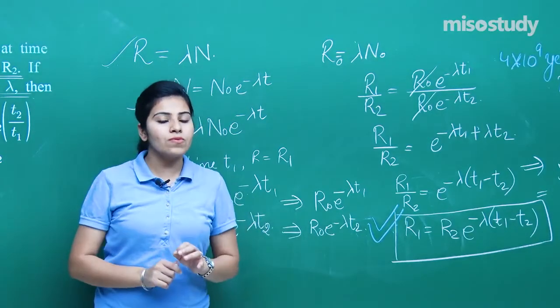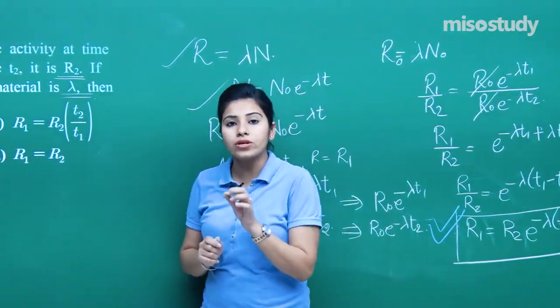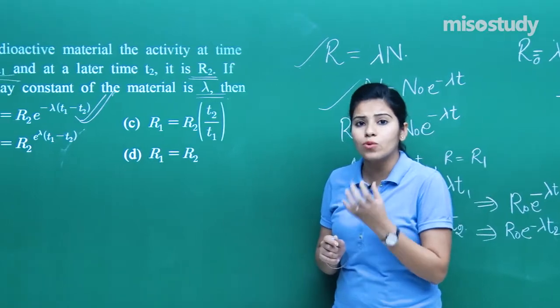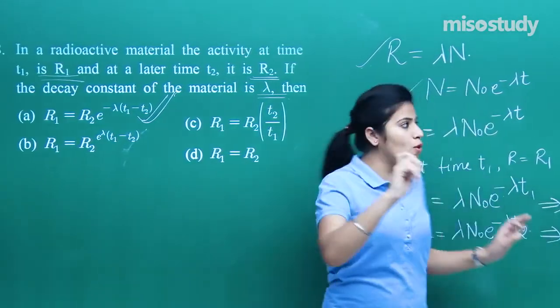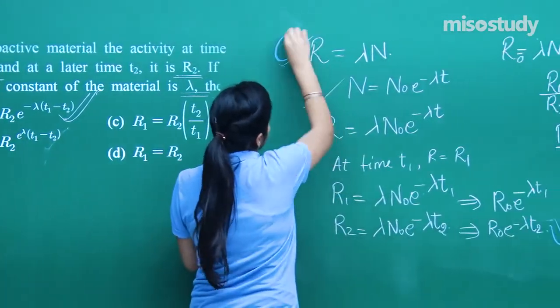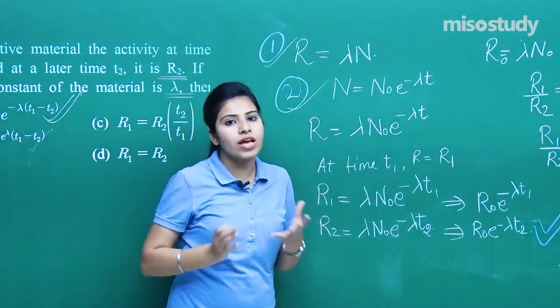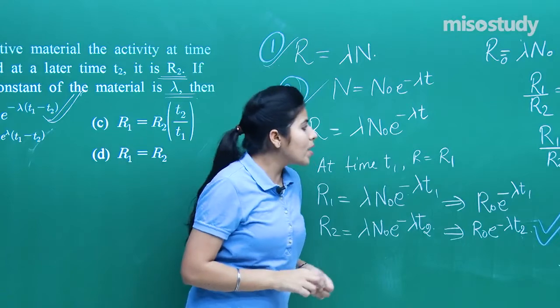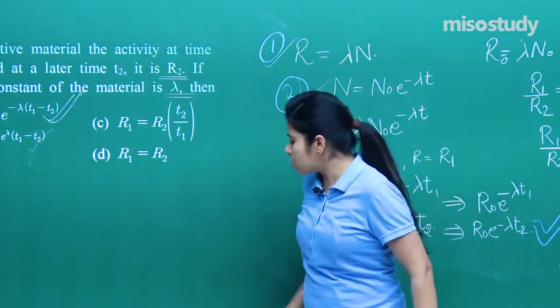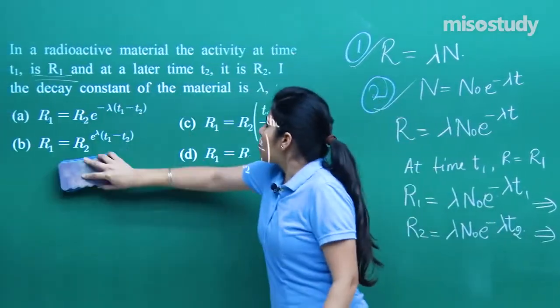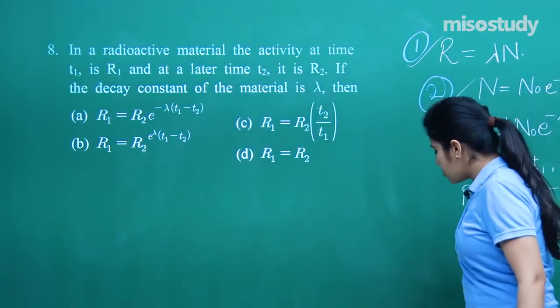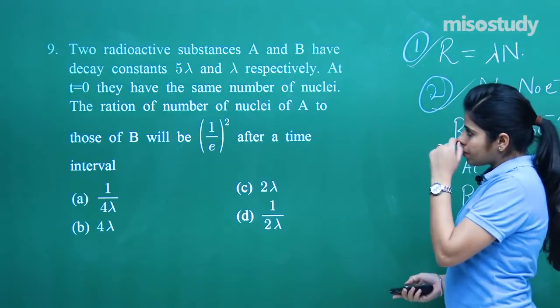So yes, we are done with this question. The important thing, the beauty of the question, was only this formula. One this and second this. If you know this, you are able to sail your boat. Now we are going to proceed to the next question, and we will see what the next question is that is coming in front of us.